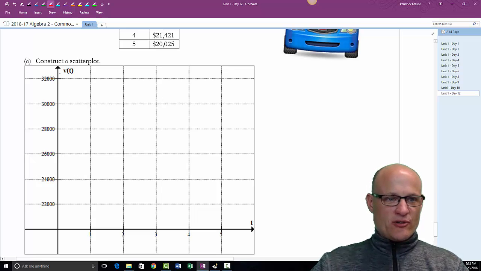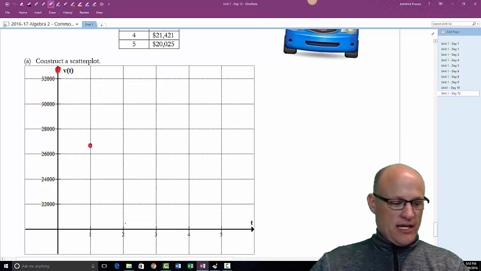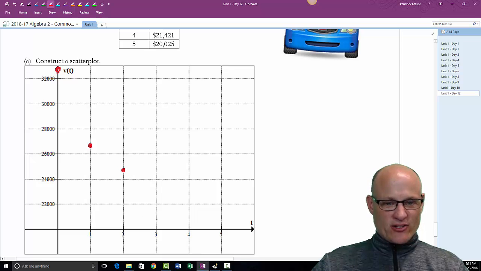So let's see. At 0, it was $32,750. So that's somewhere up here. And then at 1, it was 26,000. This would be 27,000. So 26,000, somewhere around there. And then at 2 is 24,700 and something, so that's right about there. And at 3, it was 22,981. That's just about 23,000. That's about right in the middle there.